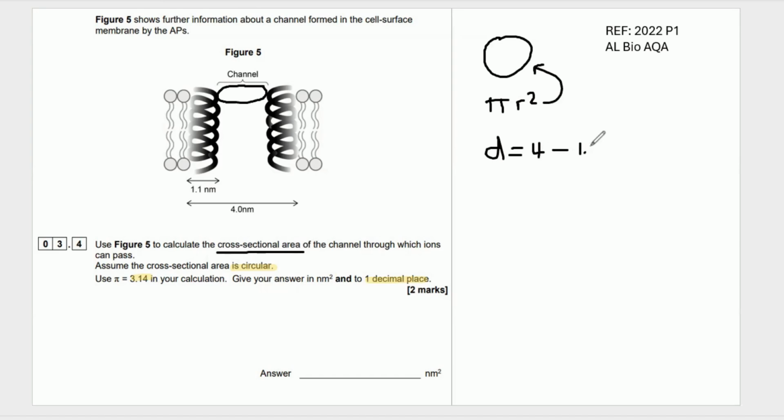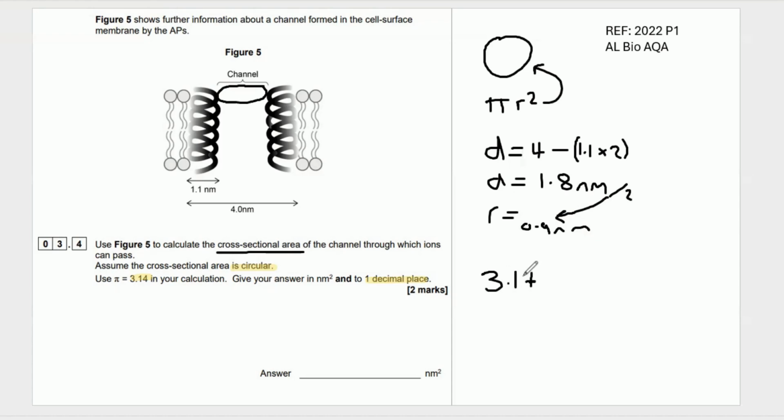Well, the diameter is going to be the full 4 nanometers, and we need to minus those alpha helix coils, which are 1.1 nanometers each. So we're going to do 4 minus 1.1 times 2, sorry, 4 minus 2.2, which equals 1.8. And we need to find the radius of that diameter, so it's only half. So we need to divide the 1.8 by 2 to get r, and r is going to be 0.9.